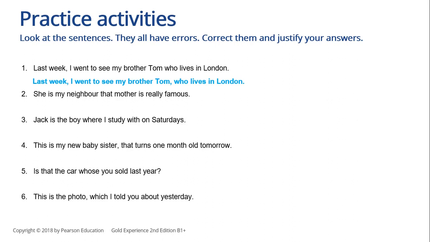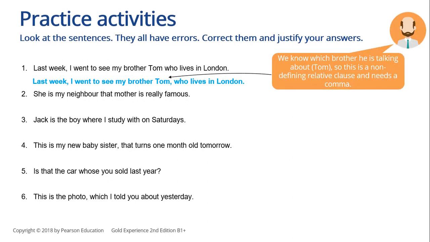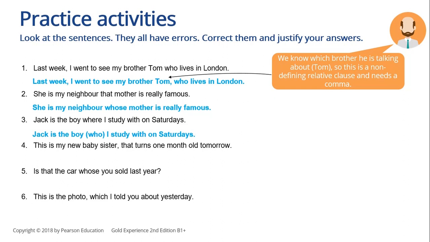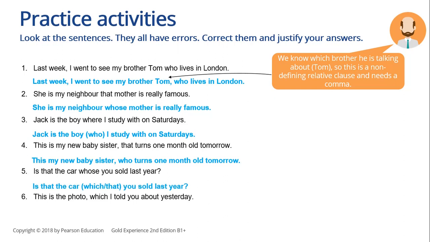She is my neighbor. That mother is really famous. Whose mother is really famous? Jack is the boy where I study with on Saturdays. Now this one's easy. Who I study with, or you can even omit it. This is my new baby sister that turns 1 month old tomorrow. Well, we need who, because in non-defining relative clauses, we cannot use that. Alright? Is that the car whose you sold last year? Which you sold last year? And the final question. This is the photo which I told you about yesterday. Well, this is a defining relative clause, so we cannot use a comma, yeah?